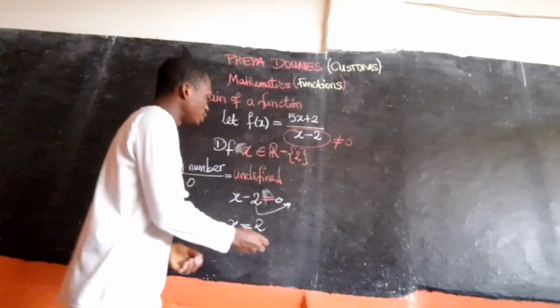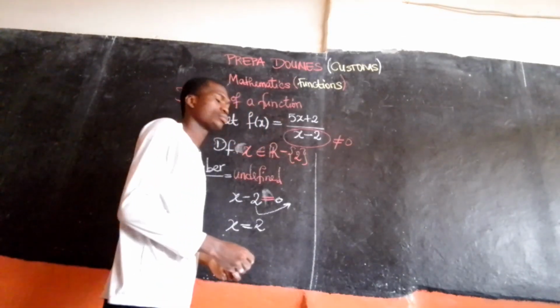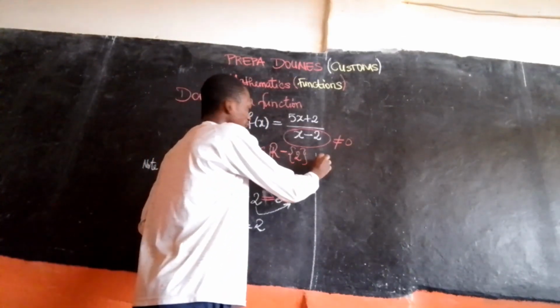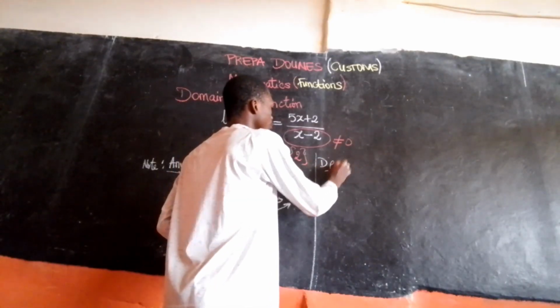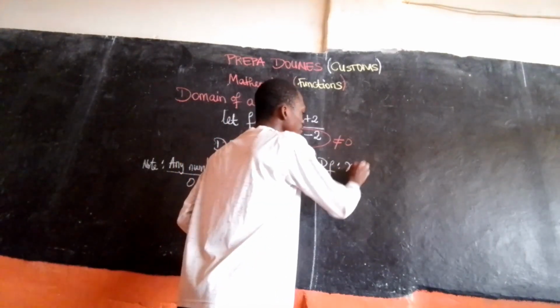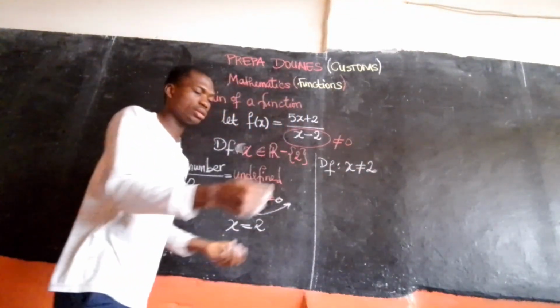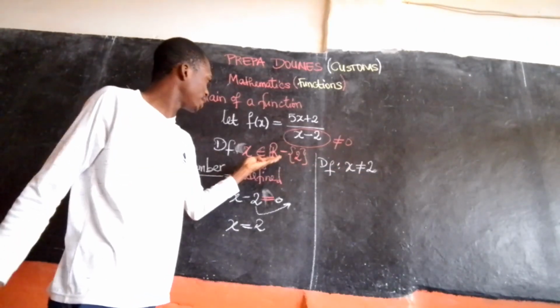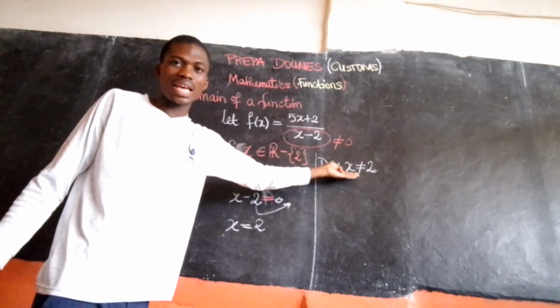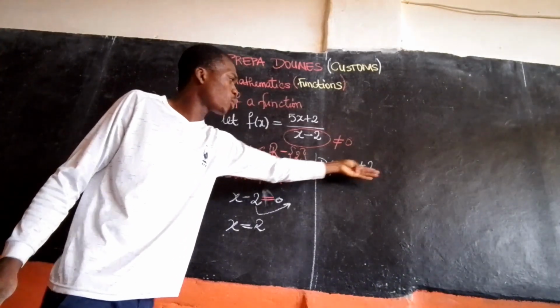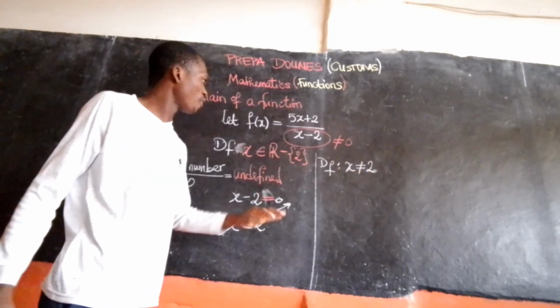Also, I can just represent the domain by saying that x should be different from 2. I've not done anything different. It's still the same thing like this. X should not be equal to 2. That's the domain of this function.